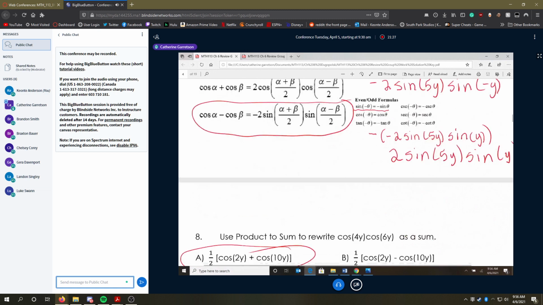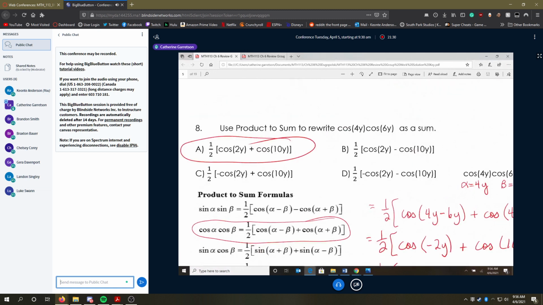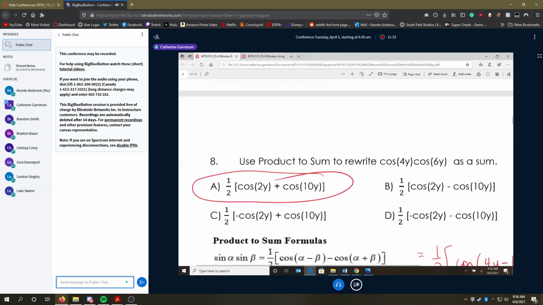All right, now going to product to sum. Use product to sum to rewrite two cosines multiplied together as the sum. Now, when it says sum, it could be subtraction also. So notice all of these are the cosines that are either added or subtracted. They all have a 1/2 in the front, but the signs are different. These are both positive. This is a minus and a positive, a minus and a minus, and a positive and a minus. So I'm going to have to figure out, first of all, the right formula to use.